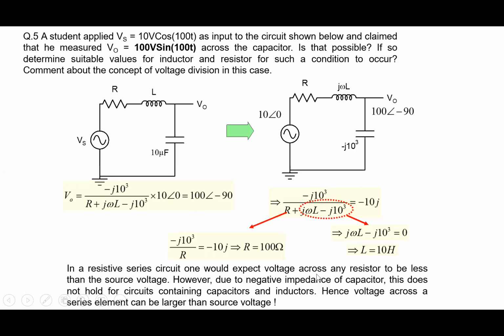Right? So in a series resistive circuit, one would expect the voltage across a resistor to be less than the supply. However, because there's a cancellation of terms here, a cancellation of impedances, this is no longer true. And the voltage across an element can be much larger than the source voltage itself. Anyway, we've seen examples of this in other contexts also. But of course, please do not think that you've built an amplifier by this means, that you've applied 10 volts and you're getting 100 volts.